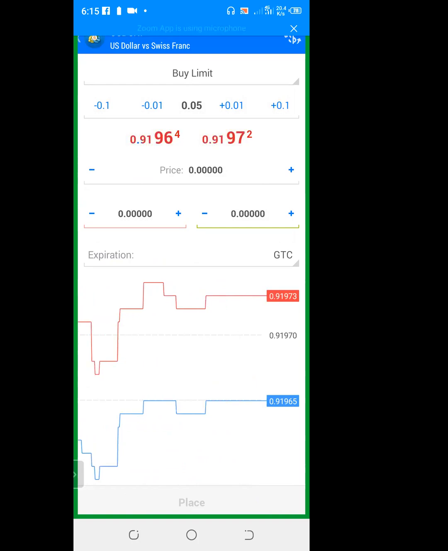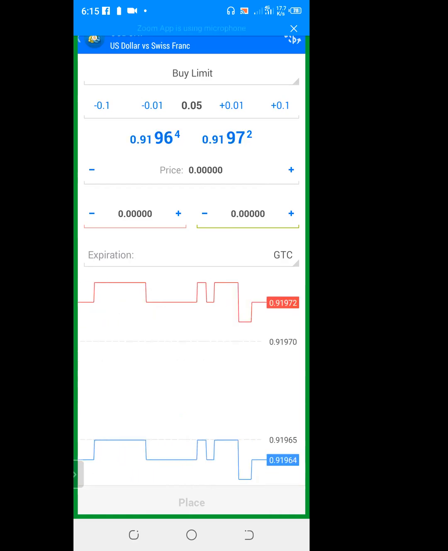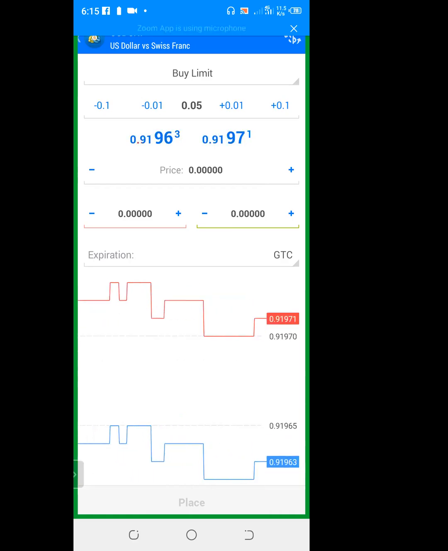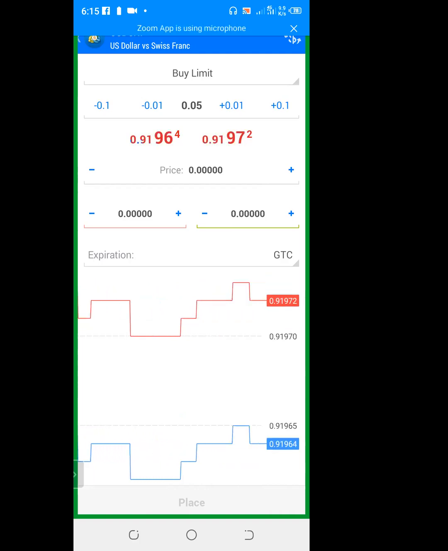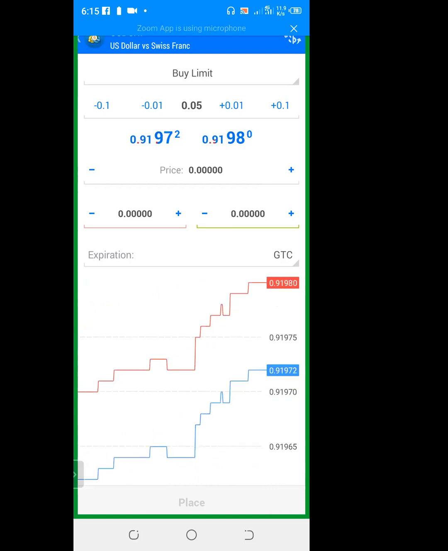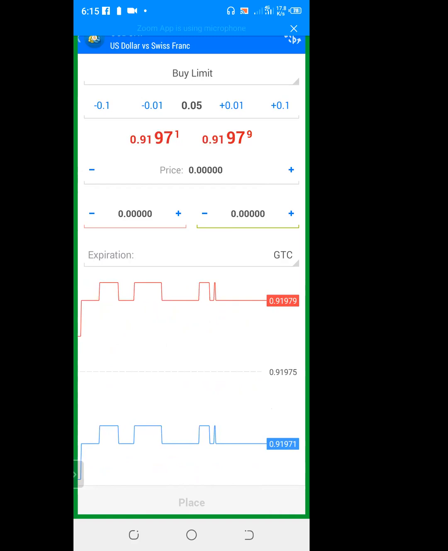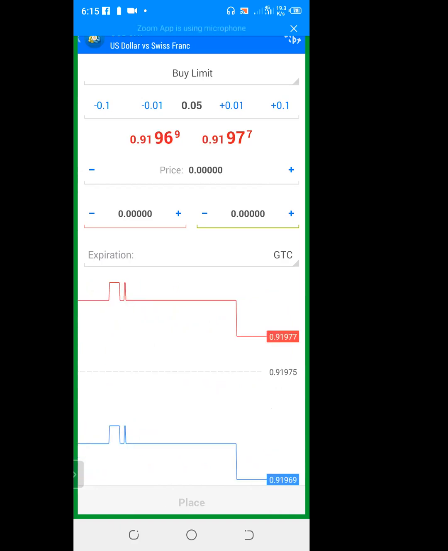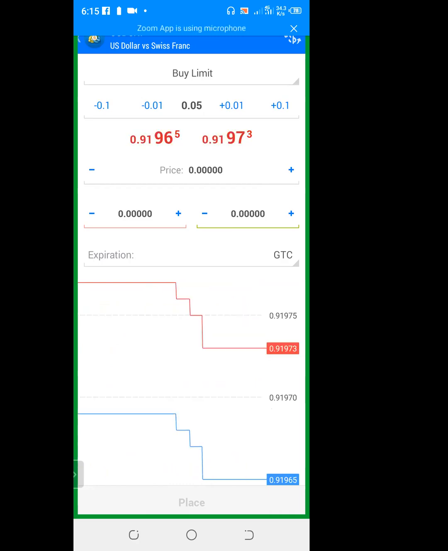Because I chose a buy limit, the price must be lower than the market price. Now, how do I price? There are 2 lines that are moving up and down, a red line and a blue line. The red line is the seller's price, and the blue line is the buying price. Those 2 are the current market price. It's reading 0.1977 at the moment. If I want to set a buy limit, I'll set something lower than that.